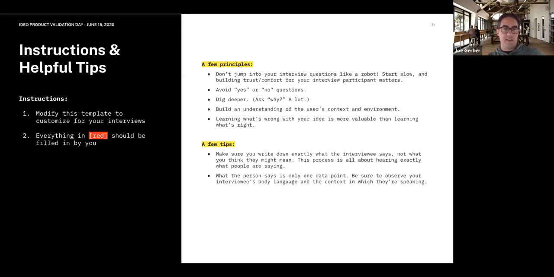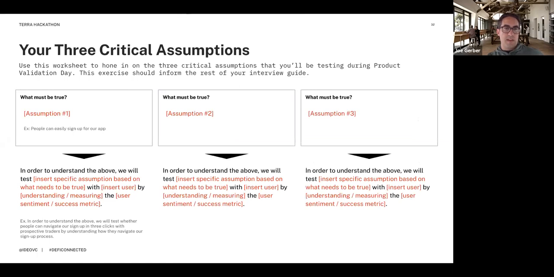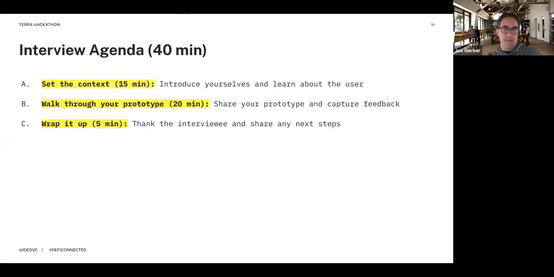On the next slide, can show you some tools. So before you talk to a user, you can record what are your 3 critical assumptions. And you see how to do that in this template so that you can start to test that. Here's a sample interview agenda. So set the context, 10 or 15. This is for a 40-minute interview.